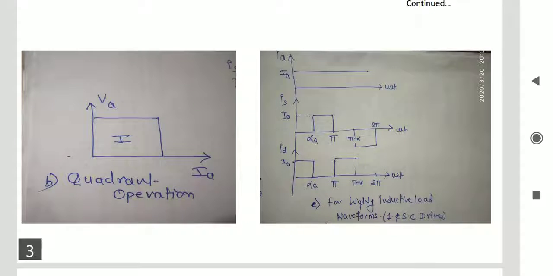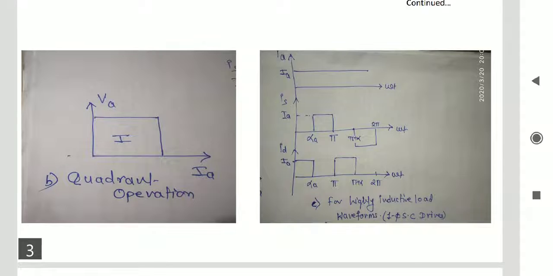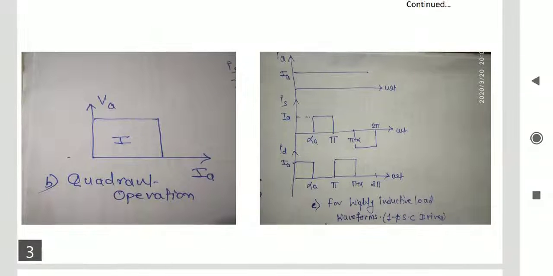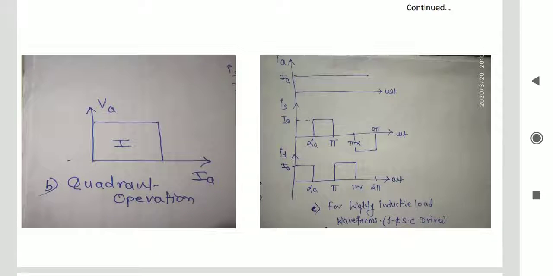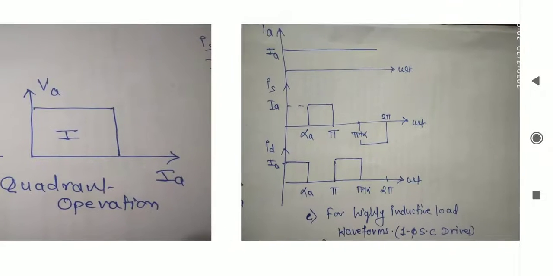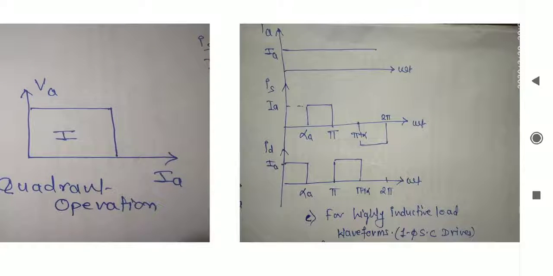The next one is the freewheeling diode current, ID. The freewheeling diode current has magnitude equal to IA. From 0 to alpha A, it has a positive value. From alpha A to pi, it has a zero value. Then again from pi to pi plus alpha, we have a positive IA. This is for the highly inductive load.